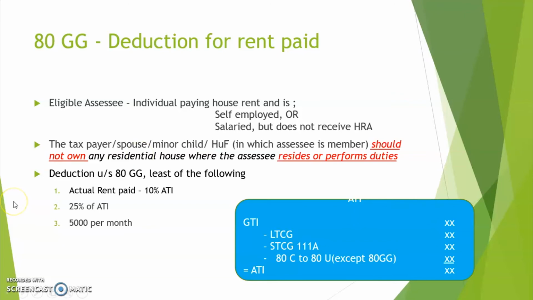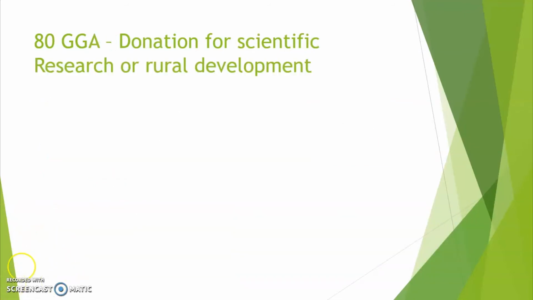Now let's move on to the last 3 items, that is GGA, GGB and GGC. Let's check them out. 80GGA, donation for scientific research or rural development. So this deduction is concerned with certain donations that we make for scientific research or rural development to various authorities, various institutions or various universities. Let's check the section in detail now.